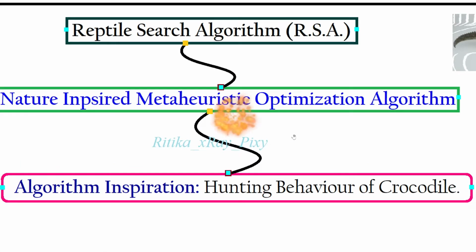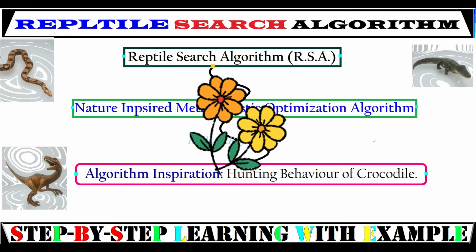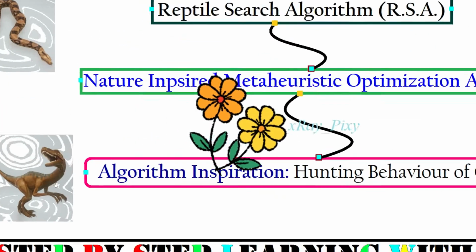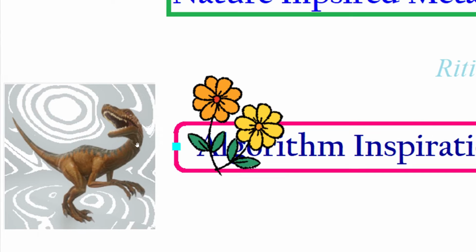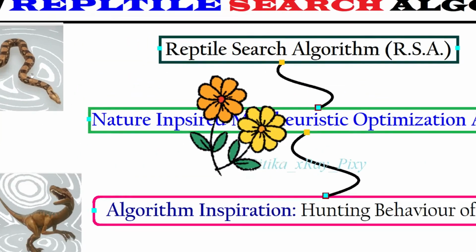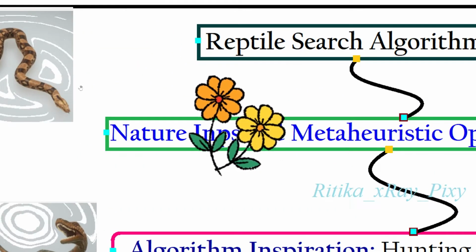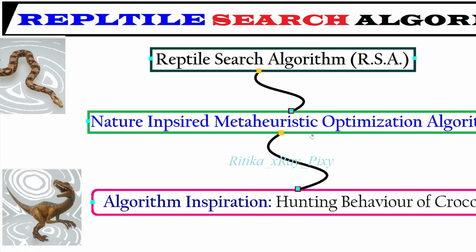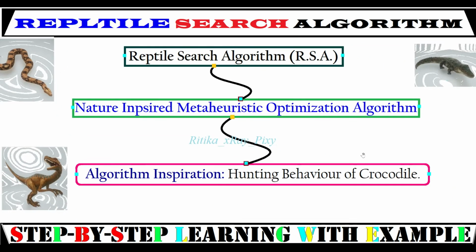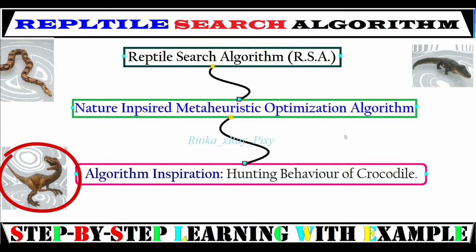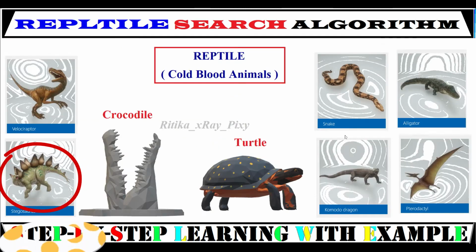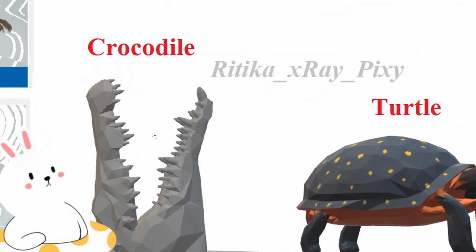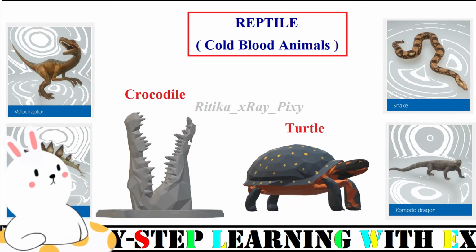First of all, as you can see here, the Reptile Search Algorithm is a nature-inspired, population-based meta-heuristic optimization algorithm. This is a recently proposed and powerful meta-heuristic optimization algorithm. It is inspired by the behavior of reptiles. This algorithm mimics the hunting behavior of crocodiles in real life.